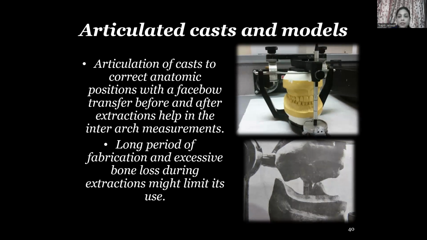We will mount the patient's cast before losing the teeth, when the teeth are in the mouth, and then compare it with the edentulous face after the patient loses his teeth. We'll mount the cast with the help of the facebow record, and then compare the interarch distance from when the teeth were present and after the loss of the teeth. But the long period of fabrication and excessive bone loss during extraction might limit its use.